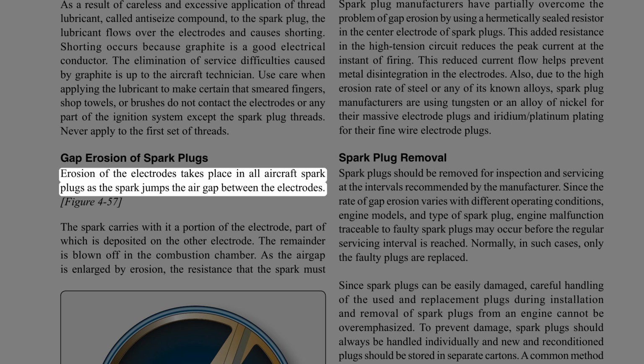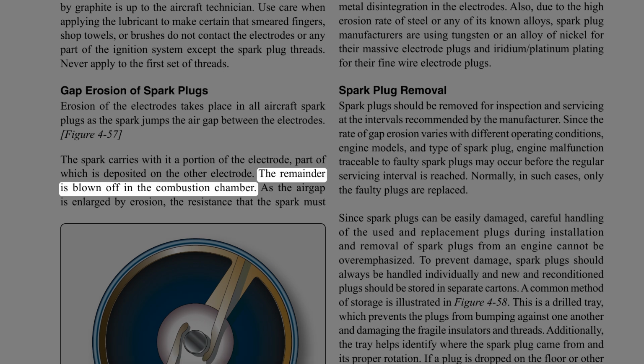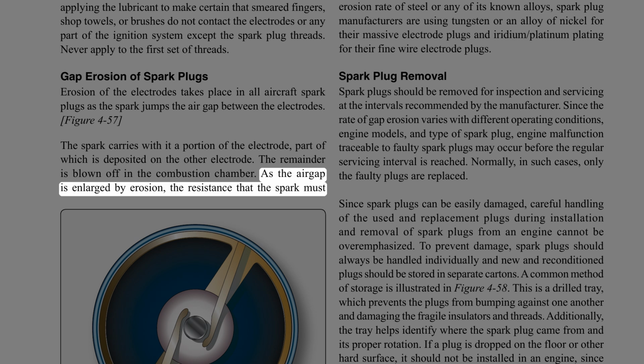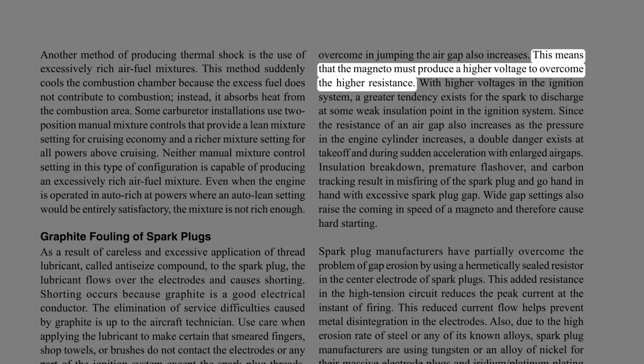Erosion of the electrodes takes place in all aircraft spark plugs as the spark jumps the air gap between the electrodes. The spark carries with it a portion of the electrode, part of which is deposited on the other electrode. The remainder is blown off in the combustion chamber. As the air gap is enlarged by erosion, the resistance that the spark must overcome in jumping the air gap also increases. This means that the magneto must produce a higher voltage to overcome the higher resistance.